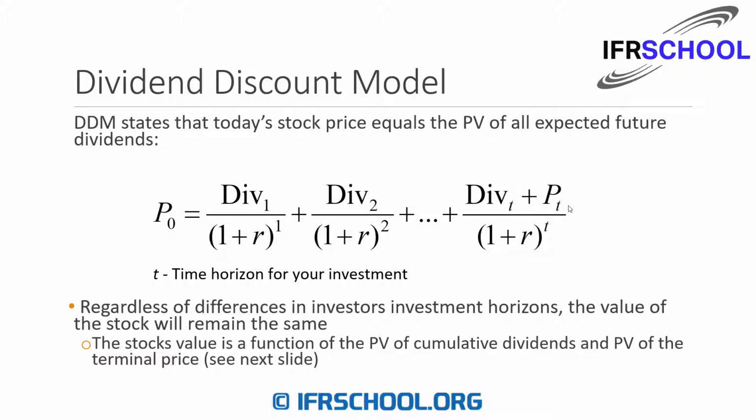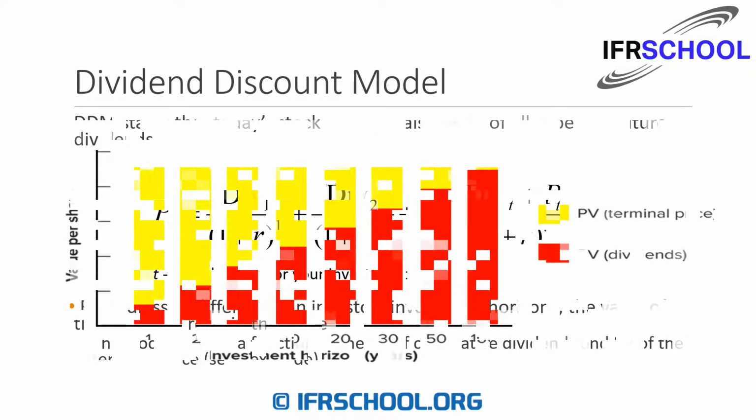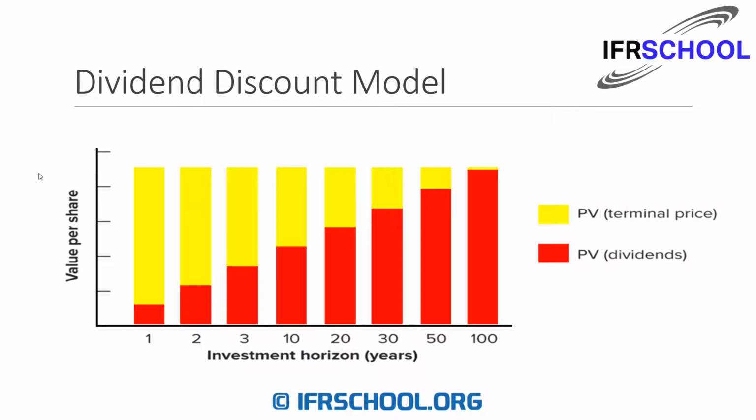Bear in mind that the value of the share will not change due to differences in investors' investment horizons. The value of a share will remain the same regardless of the investment horizon of investors. For example, if a shareholder has a 1-year investment horizon, the value of the share will remain constant, but the portion of the value that the shareholder expects to receive in the form of dividends will be a much lower proportion of the overall value of the share.